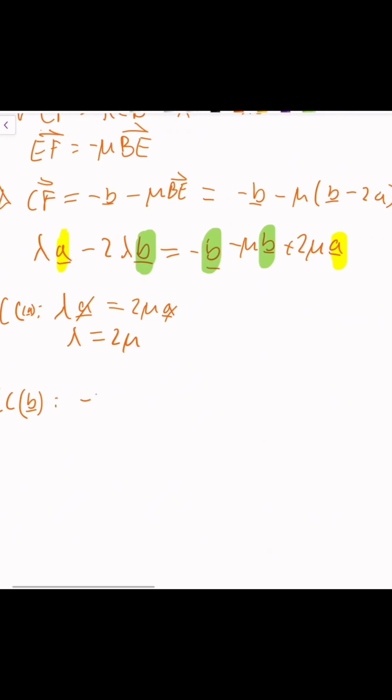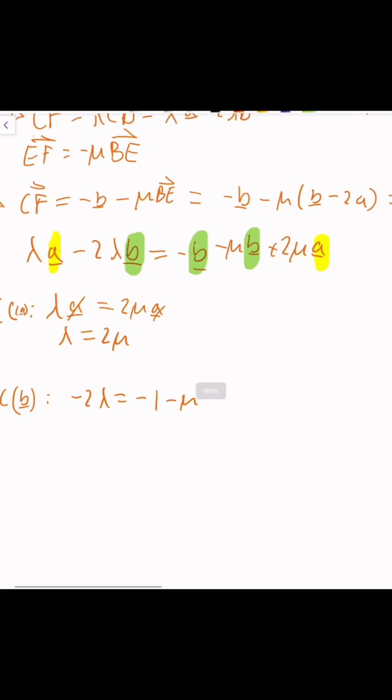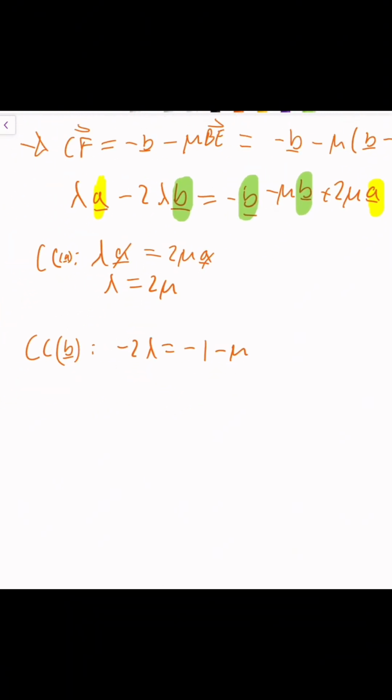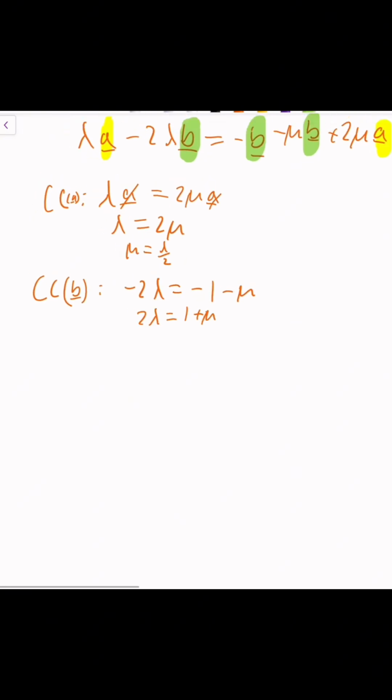So what we're left with is 2 lambda is equal to minus 1, because this here is minus 1, minus mu. So be careful with our negatives. Let's just times everything by minus 1: 1 plus mu. Okay? So up here we've got it in terms of lambda, but maybe we should flip around. So we've got mu equals lambda over 2. So here we can substitute in.